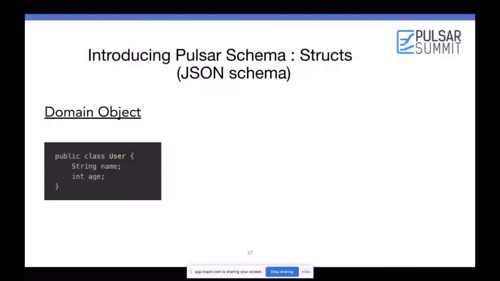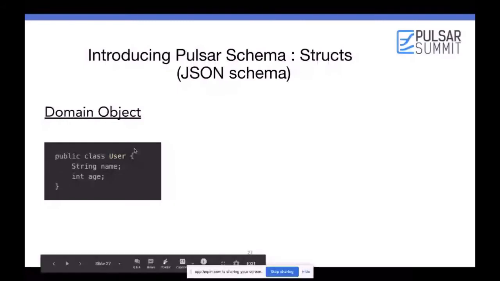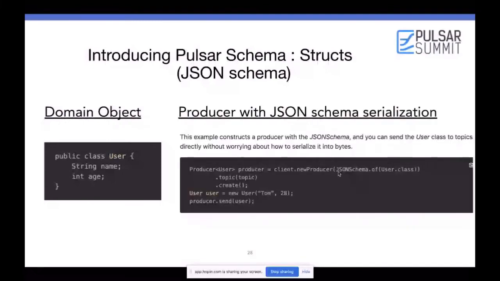So again, let's take the same domain object, user, and when we make the producer instance this time, we say that we want to make a producer, and the producer should store in the producing application itself the user dot class schema. To Pulsar, you just say I want to use JSON schema of user dot class, in effect a JSON schema that represents something like this, and bind it to this topic.